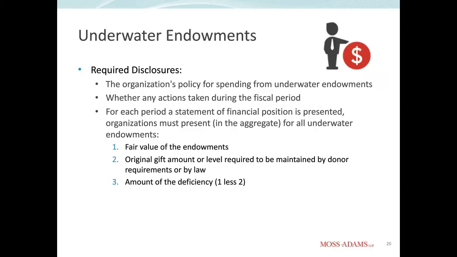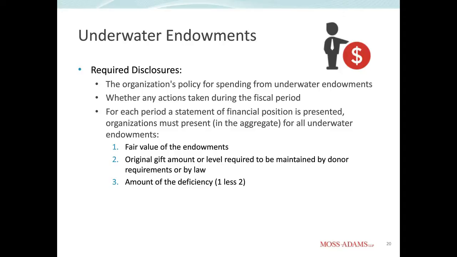Underwater endowments is another area where there have been some changes, and I think a lot of organizations will find this to be very helpful. As you know, in the past, under the standards that have been in place, if there were losses on an investment in an endowment that brought the value of that endowment below the original corpus, then not-for-profit organizations were required to show those losses within unrestricted net assets.